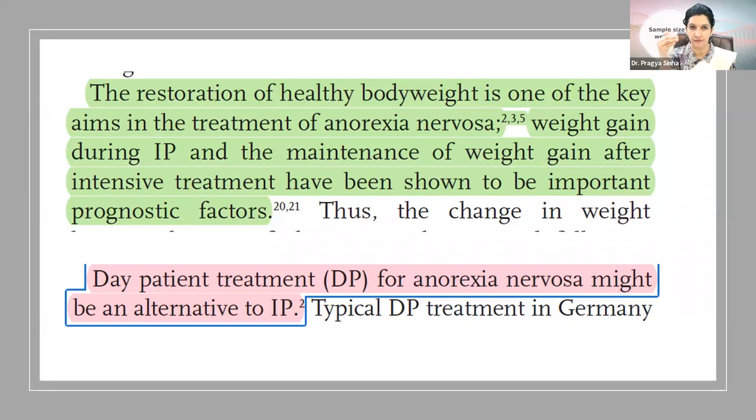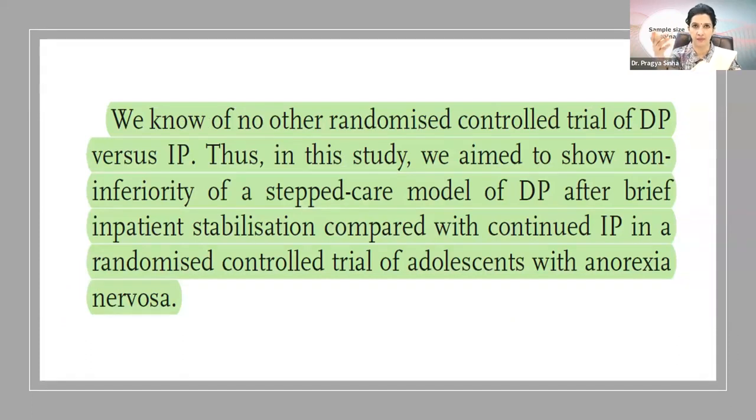Thus, they have compared this day patient treatment, denoted by DP, for anorexia nervosa. It can be an alternative to the IP, which is the intensive treatment. They have described a typical DP treatment in Germany. So we know of no other randomized control trial of DP versus IP. Thus, in this study, we aim to show the non-inferiority of a stepped care model. Because the existing evidence was not available, they have set a non-inferiority margin.